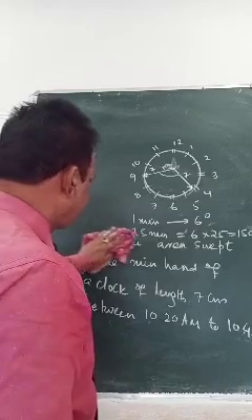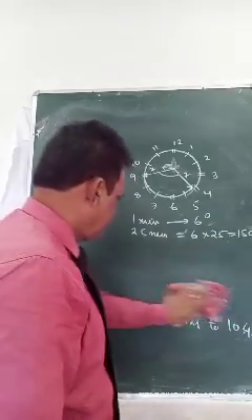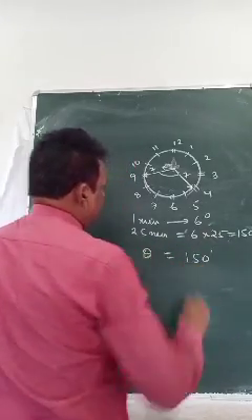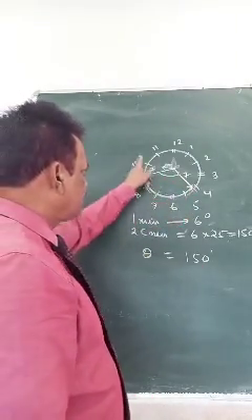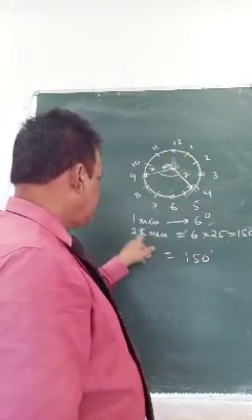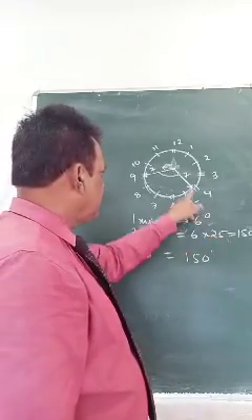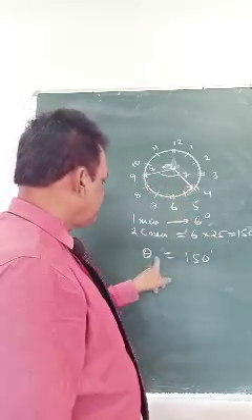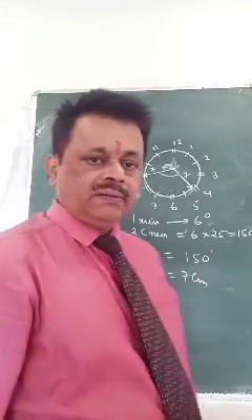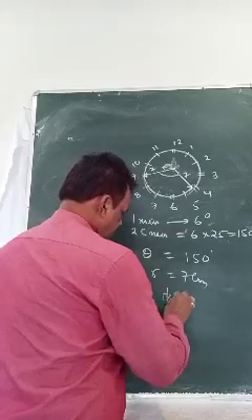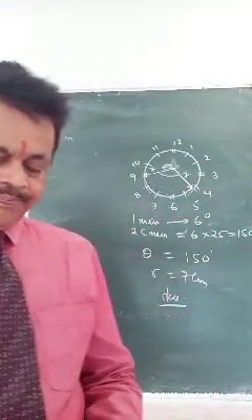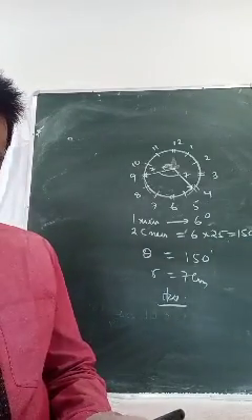That means theta became 150 degree, because for the minute hand you just calculated 60 minutes 360 degree, 1 minute 6 degree, 25 minutes 150. So this theta became 150, r equals to 7. So find the area. So homework, this is your extra question. Okay, then go to question number 4.